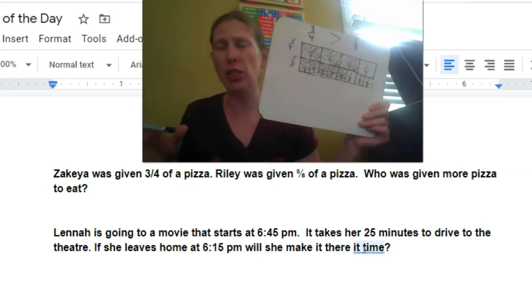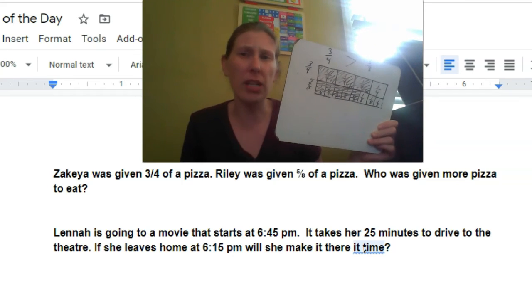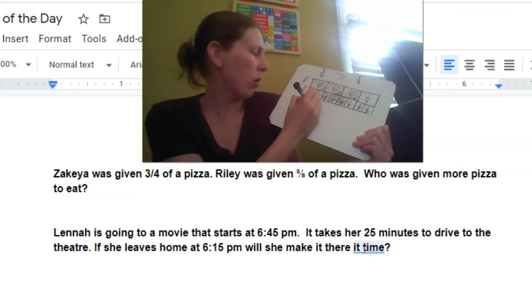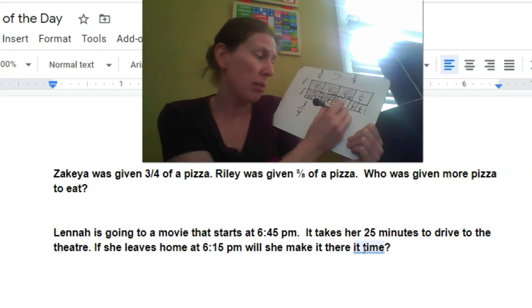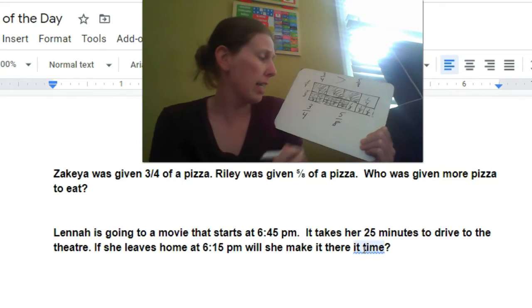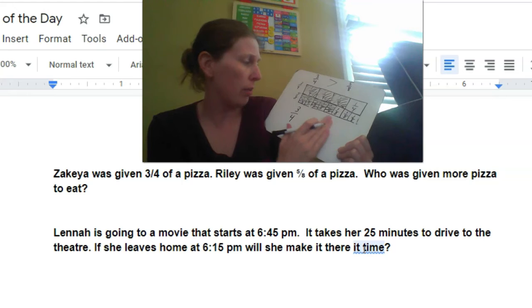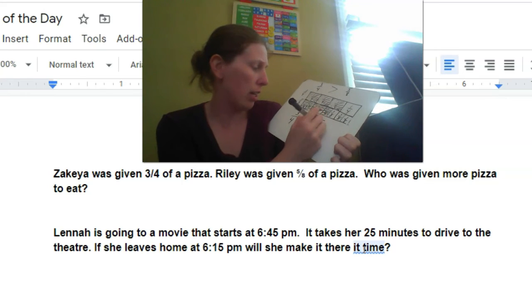The other way I can show you this is by finding a common denominator. So this is something, if you don't know how to do it, it's because I only taught a couple of you in class, and then everything went bonkers and we had to leave the classroom.